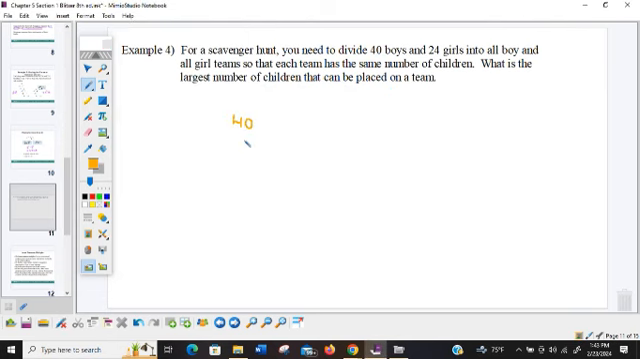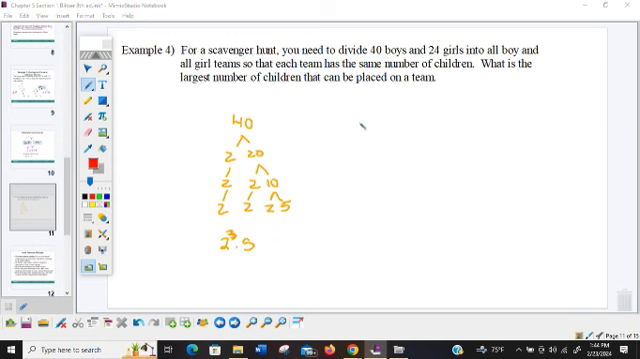Now, if we do a quick factor tree for 40, that's 2 times 20. Bring down your 2. I like to bring them down. That 20 is 2 times 10. And then I keep bringing them down so I don't lose them because I'm sloppy. 10 is 2 times 5. So this would be 2 cubed, because I have 3 of them, times 5.